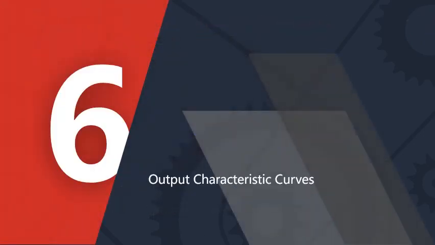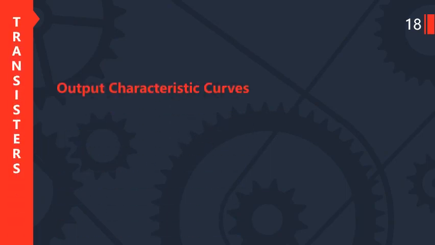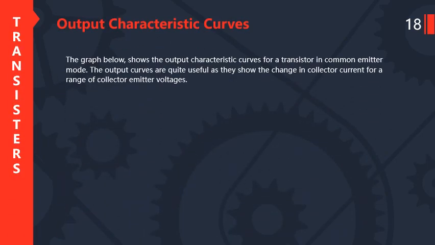Next is the output characteristics curve. The graph below shows the output characteristics curve for a transistor in common emitter mode. Common emitter mode बहुत जगह यूज होता है, इसलिए हम common emitter mode का ही output characteristics curve देख रहे हैं. The output curves are quite useful as they show the change in collector current for a range of collector emitter voltage.